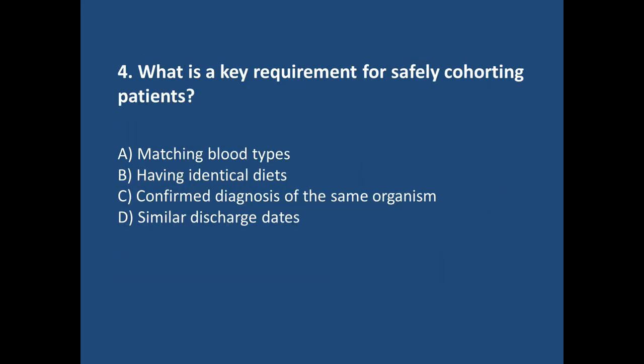Question number 4. What is a key requirement for safely cohorting patients? A. Matching blood types. B. Having identical diets. C. Confirmed diagnosis of the same organism. And D. Similar discharge dates.